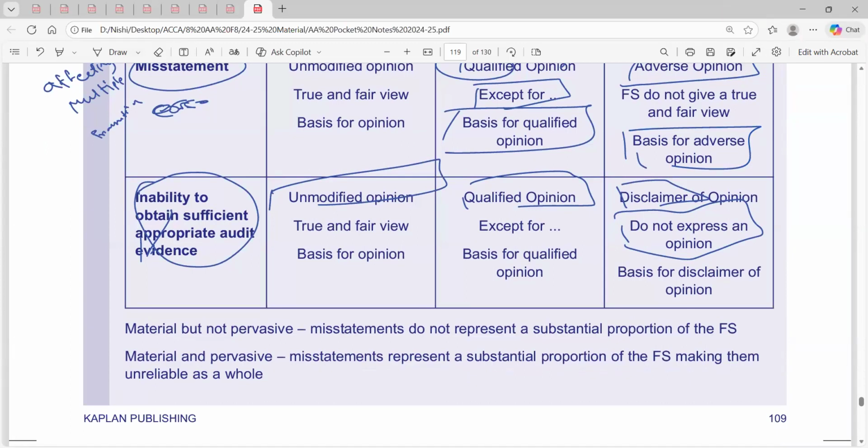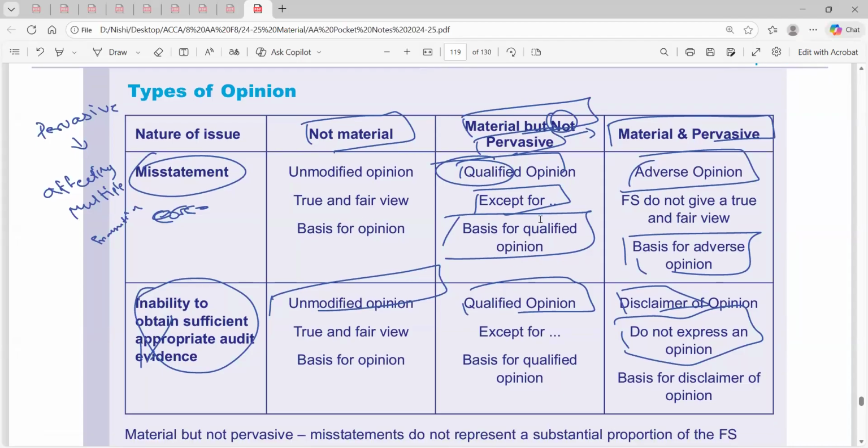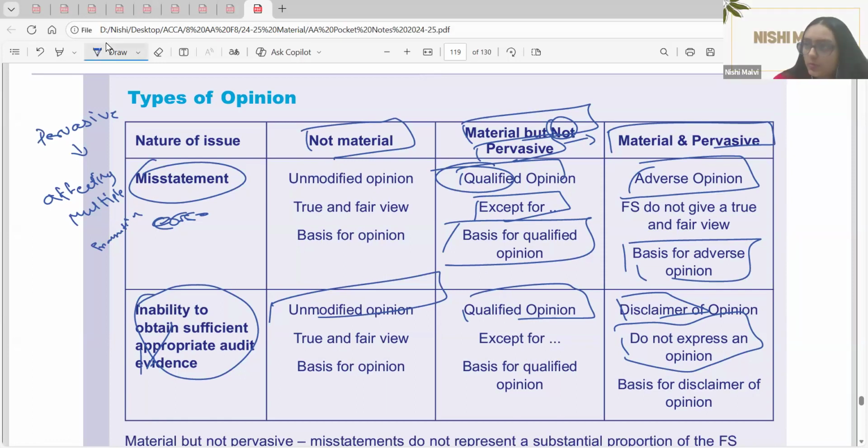If it's material but not pervasive, then the auditor will give a qualified opinion, except for, and in the basis for qualified opinion, they'll state this issue. Two things: material but not pervasive, qualified opinion, basis for opinion paragraph. On what basis? The management is not correcting it. That's why. And if it's material and pervasive, adverse opinion and disclaimer opinion. Again, basis for opinion paragraph.